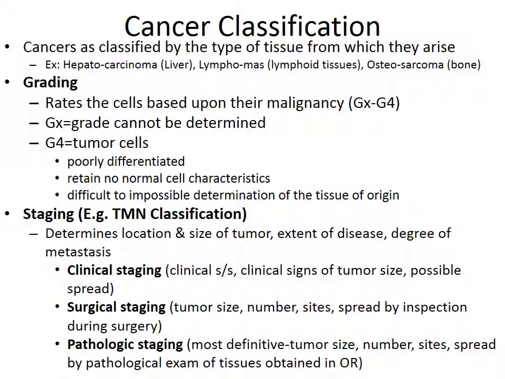Staging is a tumor classification that determines location and size of tumor, extent of the disease, and the degree of metastasis. Clinical staging is based on the clinical signs and symptoms the patient exhibits, the clinical signs of the tumor size, and possible spread. Surgical staging is tumor size, number, sites, and spread by inspection during surgery. And pathologic staging is the most definitive, as this identifies tumor size, number, sites, and spread by the pathological exam of the tissues obtained in the operating room.